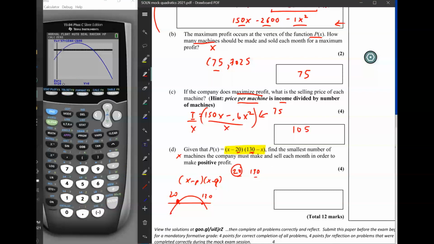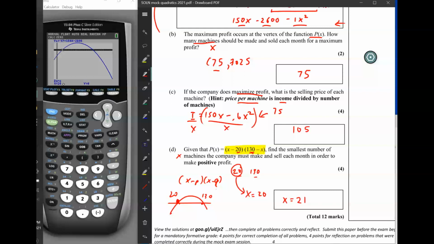Okay? So find the smallest number of machines the company must make and sell each month in order to make a positive profit. We might say that the answer is x equals 20. That is almost right. Why is it not quite right? Because what is the profit at x equals 20? It's actually 0, because it's on the x-axis. So in order to make a positive profit, it has to be slightly above the x-axis, which means that it should be at least one more. So we'll put x equals 21 instead of x equals 20.